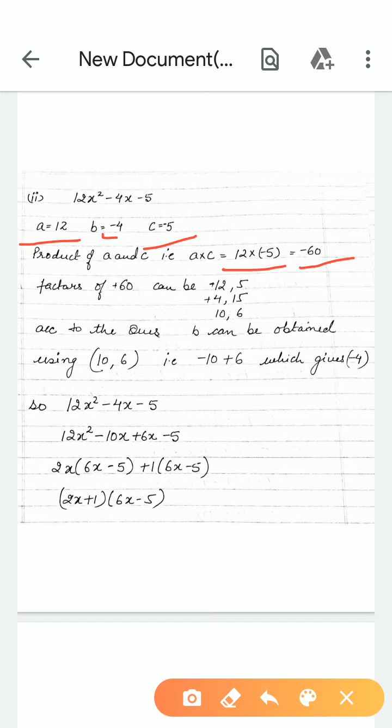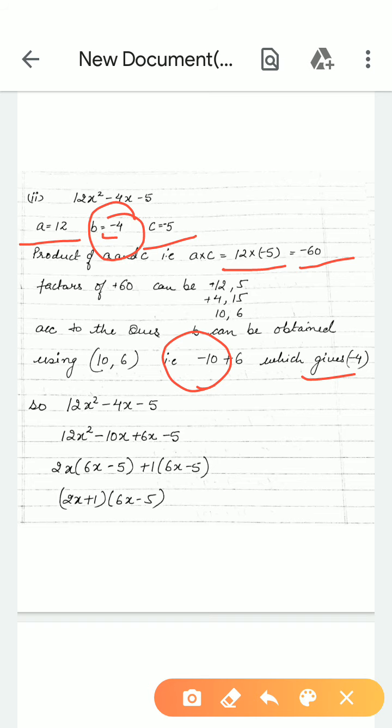Now we need minus 60. So the factors of 60 would be 12 and 5, 4 and 15, and 10 and 6. Observing the factors, the b I need is minus 4, so I take 10 and 6 together. Since b is negative, we'll have the negative sign with the larger number, that is minus 10 plus 6. That will give you minus 4.